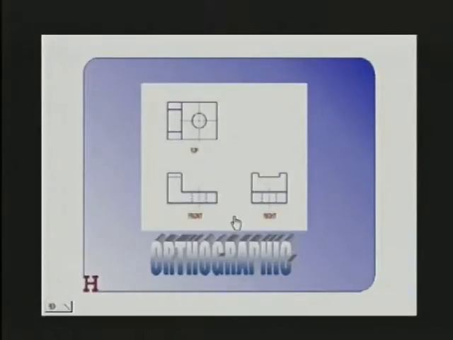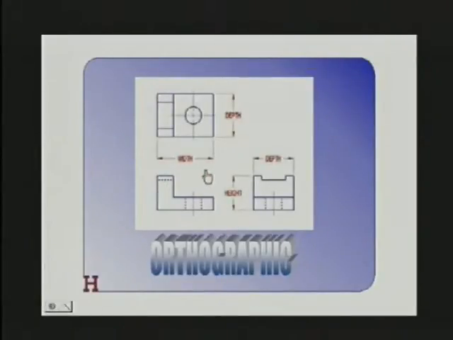For now, you need to know that the three dimensions all appear in an orthographic projection. However, in any particular view, only two dimensions appear. The front view in this case shows the width and the height. The top view also shows the width and the depth of the object, while the right side view shows the height and the depth of the object.